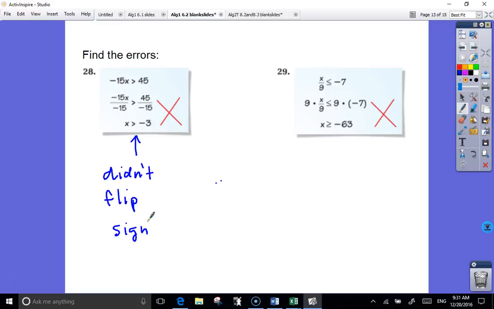Okay. What did they do on the second one to solve? They tried to multiply both sides by 9, right? Now, this is a mistake you're going to make sometimes. Just because 7 is negative doesn't mean you flip the sign, because you're not multiplying by -7. You're multiplying by +9, right? That's the only thing that flips the sign, is if you're multiplying or dividing by a negative. Okay, so this is flipped sign.